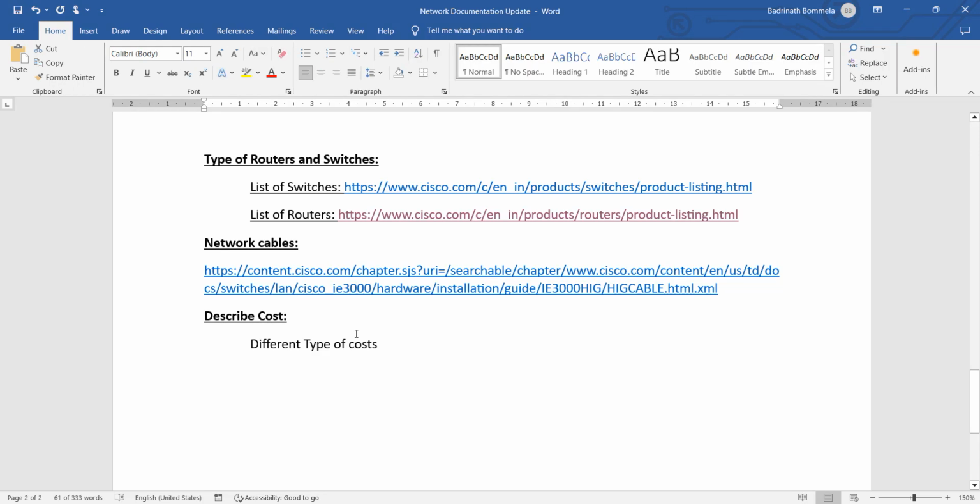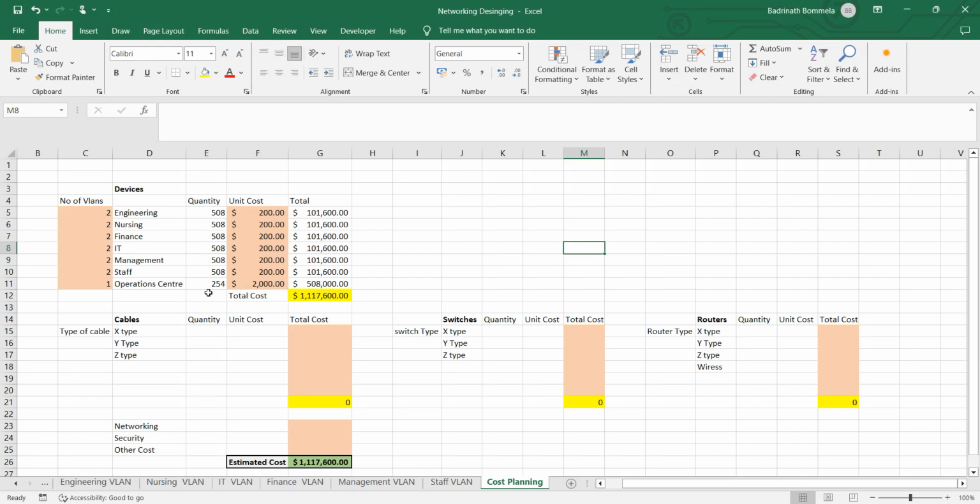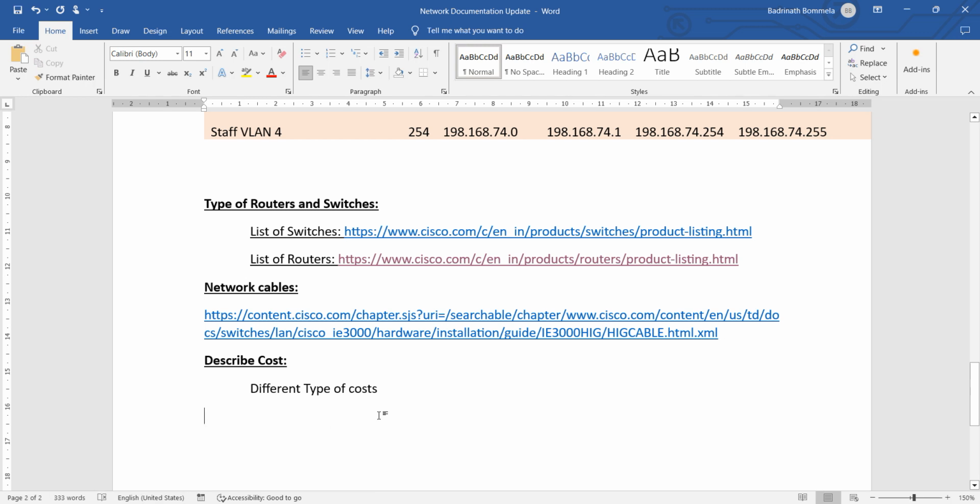Then after preparing the costing, discuss routers, switches, network cables, and describe the cost. So this is the costing table. You can write it separately, for example, cost of devices, cost of service, and if there are people working, the human resource cost. You can say cost of routers, cost of switches. Like this, you can segregate all your network costs.